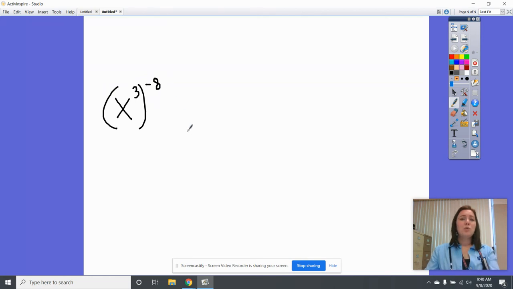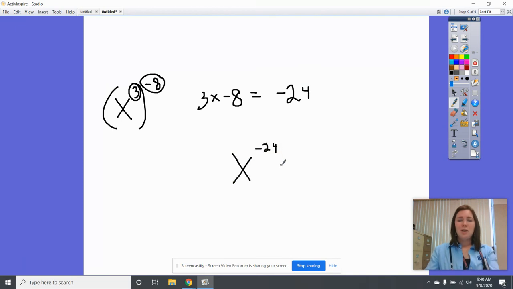Ooh, okay, that's really long, so I'm not going to write out the long version. Let's use our fast version, and we're going to multiply 3 times negative 8. So I'm doing 3 times negative 8, which equals negative 24. So my answer is x to the power of negative 24. But wait, we always need to change it to a positive exponent. So I'm going to cross the line and change the sign.